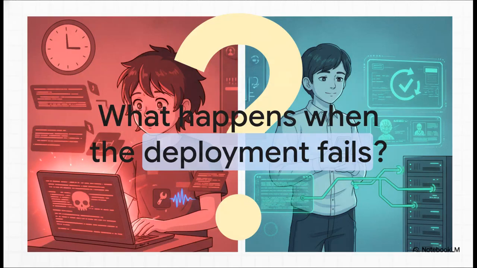Picture this. It's 2 a.m. Your phone is just buzzing relentlessly off the nightstand. You pull open your laptop, squinting at the bright screen, and stare at a terminal that is just a wall of red text. A deployment failed, and users are getting error pages. So how do you react? Are you scrambling through logs, trying to blindly patch the leak? Or do you have an automated system that's already rolling back the damage while it alerts your team? Well, today we are choosing the proactive route.